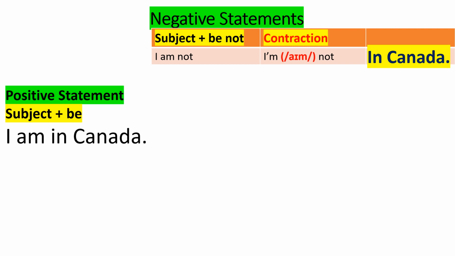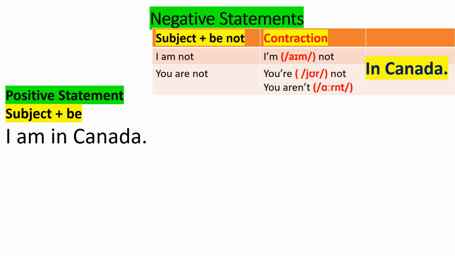We use contraction for I and am, and the contracted form is I apostrophe m, and we pronounce it as I'm. Rather than saying I am not in Canada, we say I'm not in Canada. If the subject is you, we use are with you. You are not. You are not in Canada.